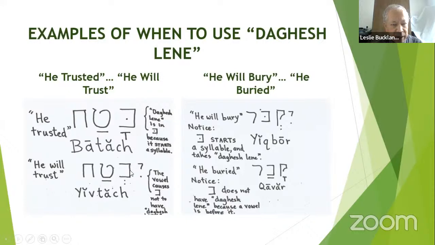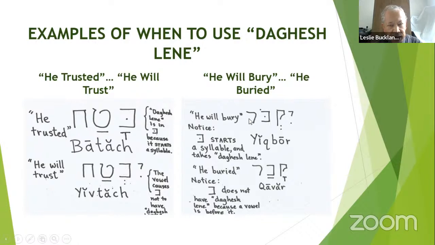However, in this one, Yivtak, it does not begin the syllable. Number two, there is no vowel before the Beth in Batak. But in Yivtak, the vowel Hirik, short Hirik, is immediately before the Beth, and therefore it cannot take Dagesh Lene.